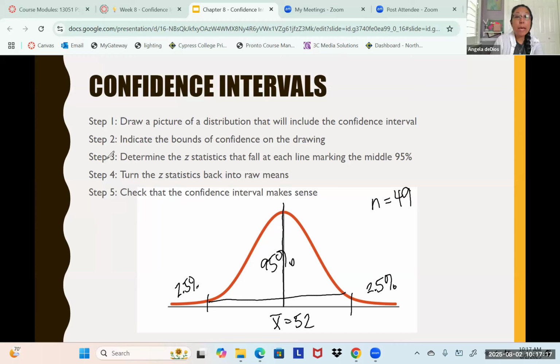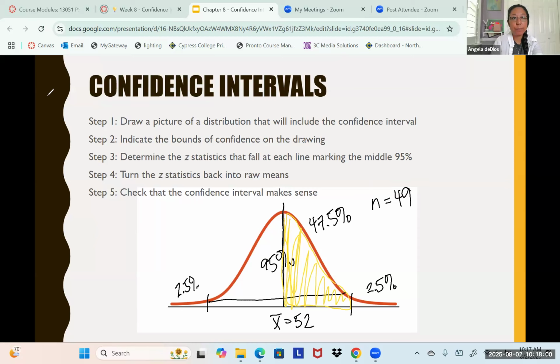Okay. So now step 3 is to determine the z-statistics that fall at each line marking the middle 95%. So remember that in our z-table, we can look at the tail or we can look at mean to z. So if I were to look at this percentage here from mean to z, it would be 95% divided by 2, which would be 47.5%.